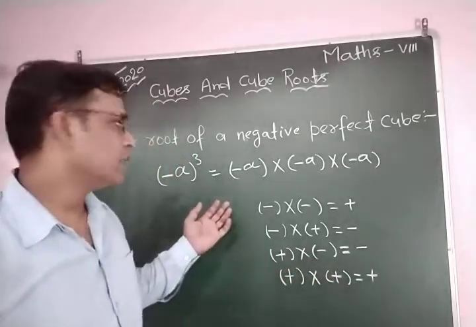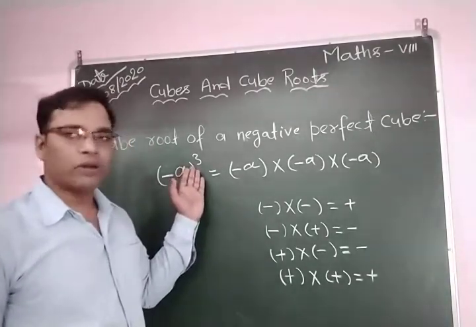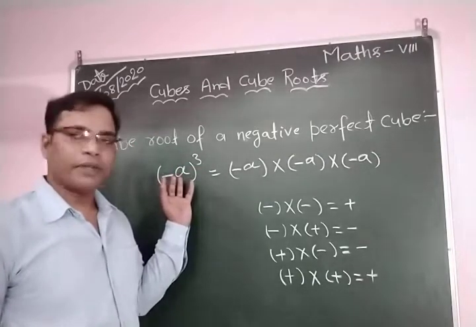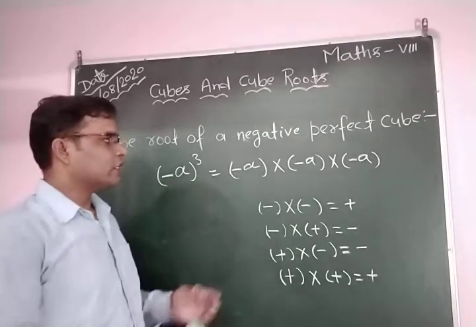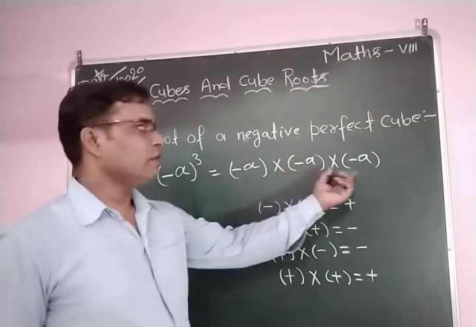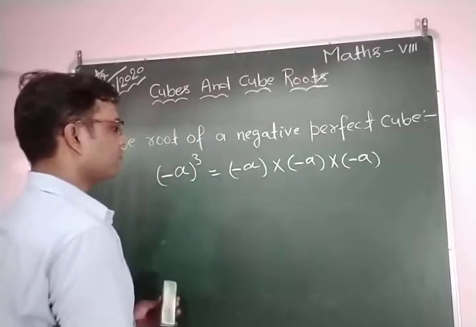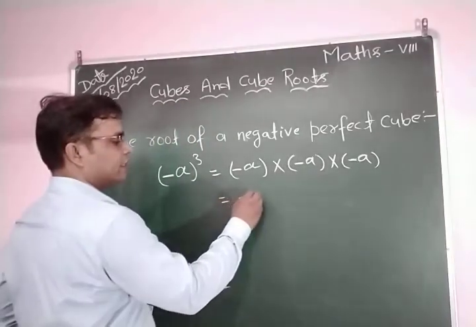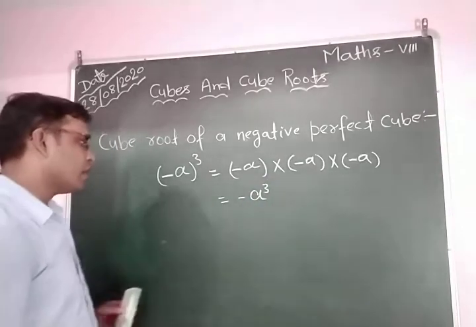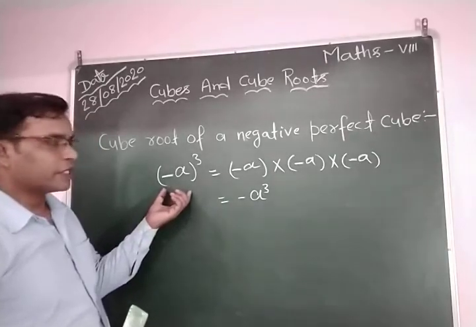Now come to the point. Here you can write it as (minus a) whole to the power 3. This is a negative integer, and this is a perfect cube. So you can express it as the product of its factors, minus a into minus a into minus a. So you can also write (minus a) to the power 3. Clear?